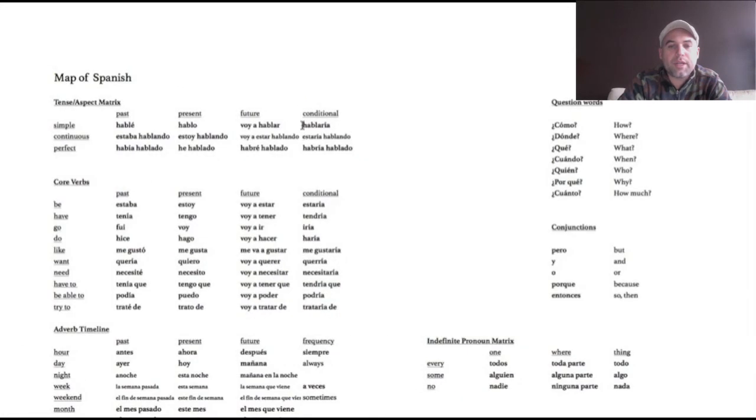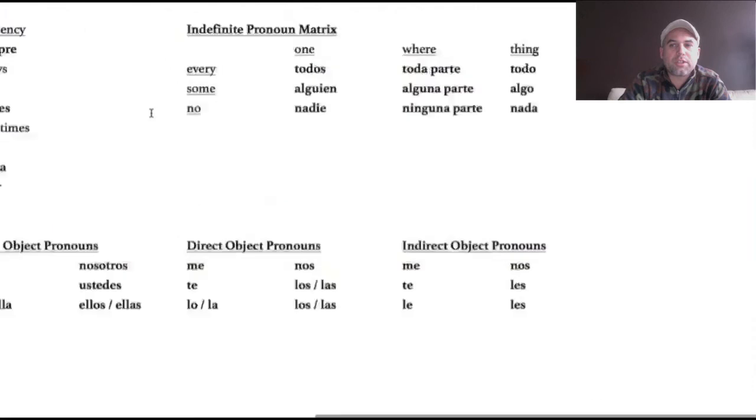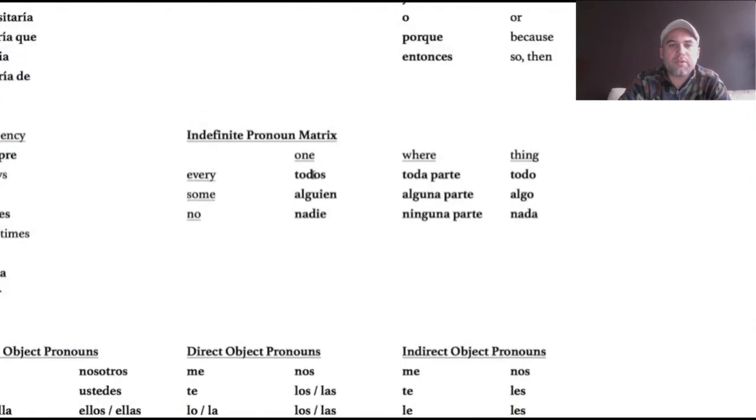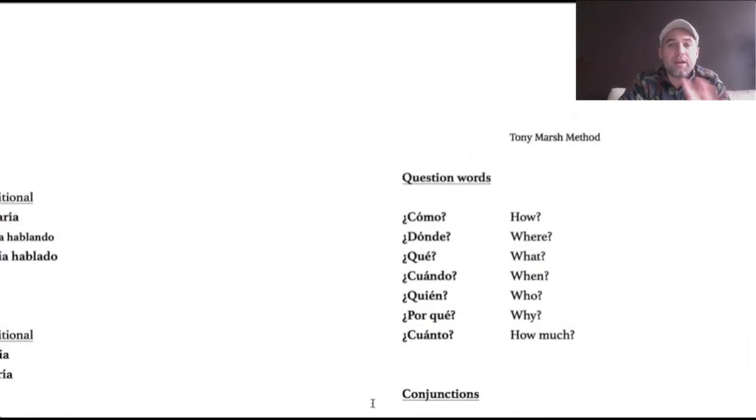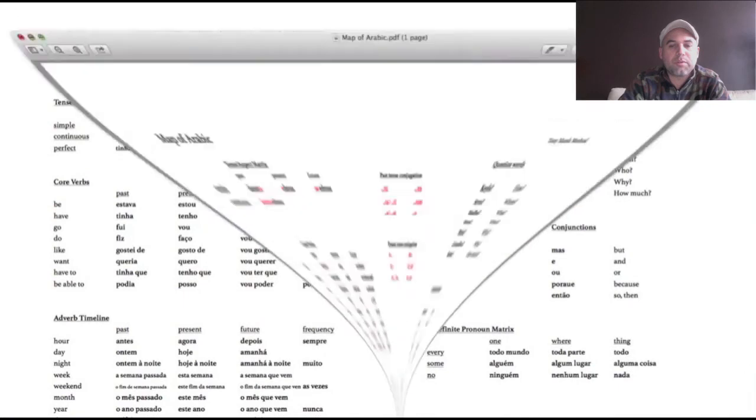As a quick glance, let me show you the Spanish map, right? So you come along here and say, okay, this is the tense aspect matrix, so on and so forth. The way I've got it configured here is everyone, everywhere, everything, someone, somewhere, something, no one, nowhere, nothing. How to say that? And all that same stuff, right? Here's your map of Portuguese, indispensable for the Portuguese learner.